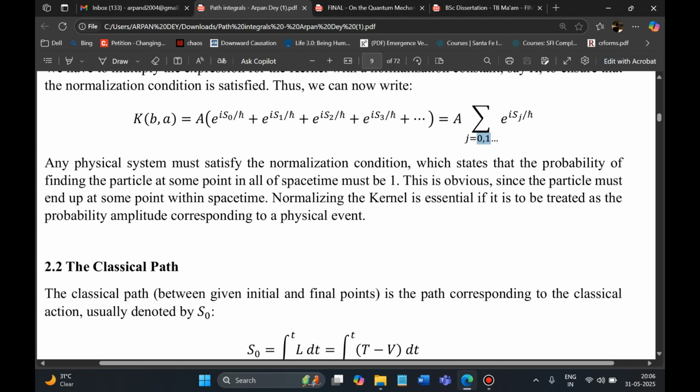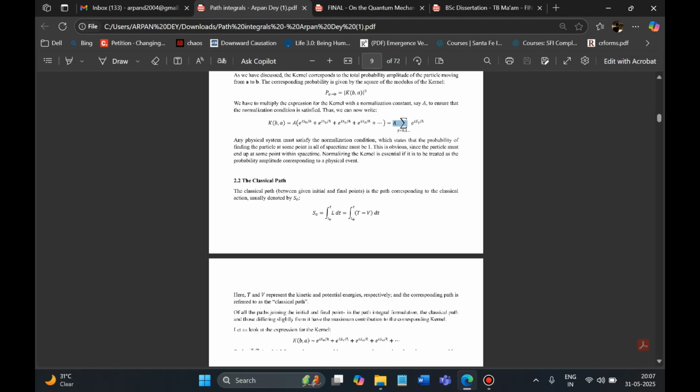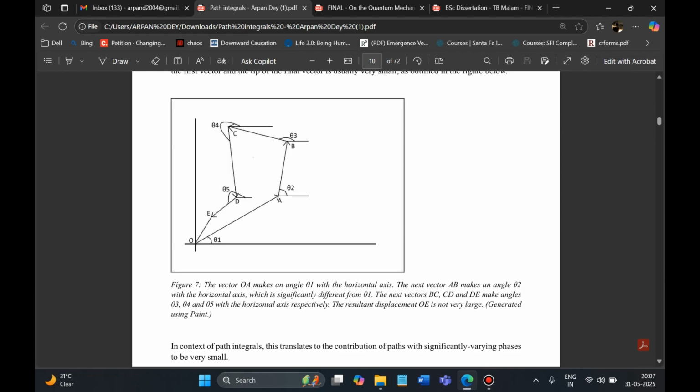Suppose 0, 1, and so on are all numbers of the path. 0 corresponds to the classical path with the least action. So each path has a contribution, but this contribution depends on the action of the path. Every path will contribute e to the i S over h bar, where S is the action of that path. So we sum over all these contributions, and this A is just a normalizing factor. That is the basic idea.